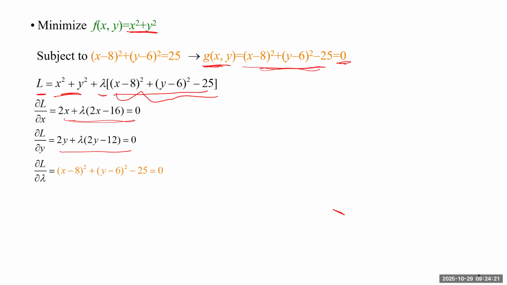So x and y will become a constant. So partial L, partial lambda is simply just the equality constraint itself. So this is why we didn't lose any information from the original problem. So now from here, we just go ahead and solve those 3 equations with 3 variables.